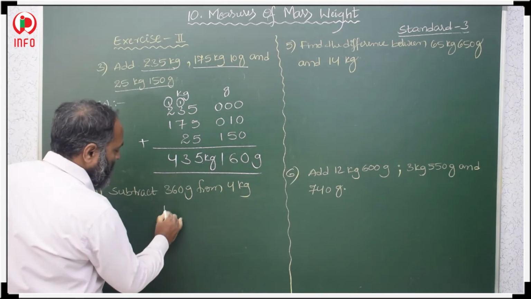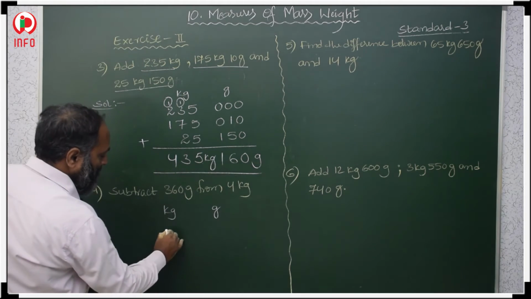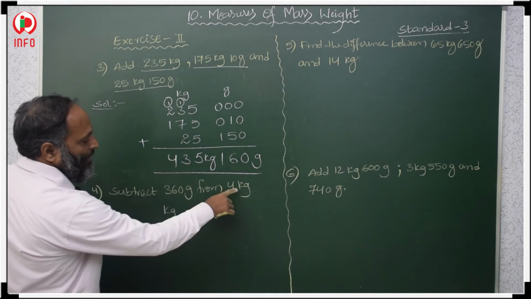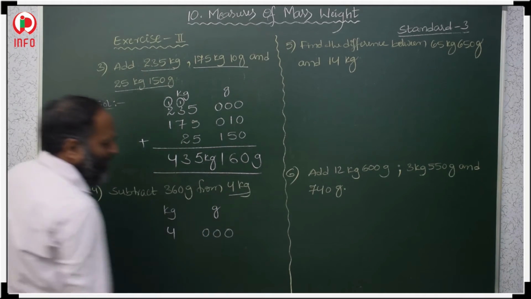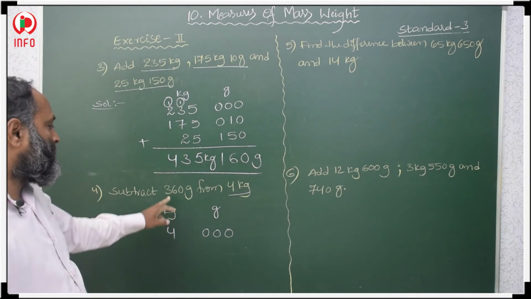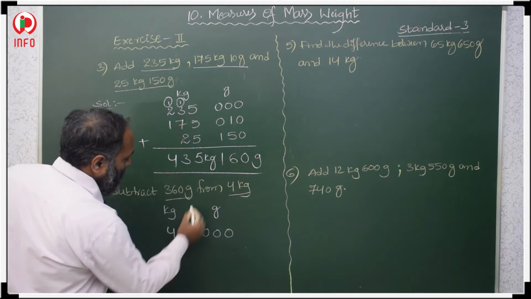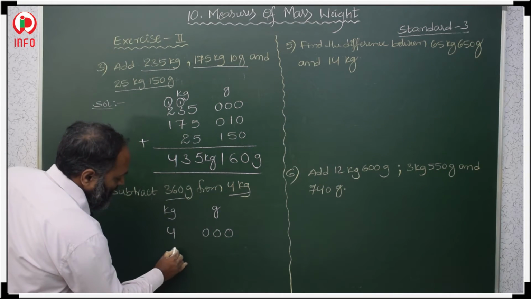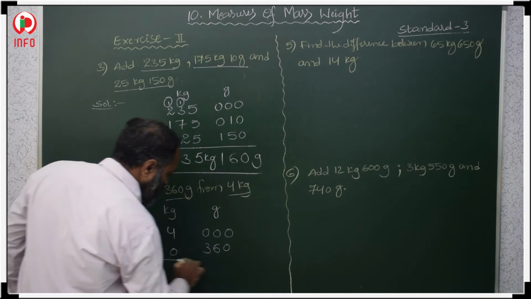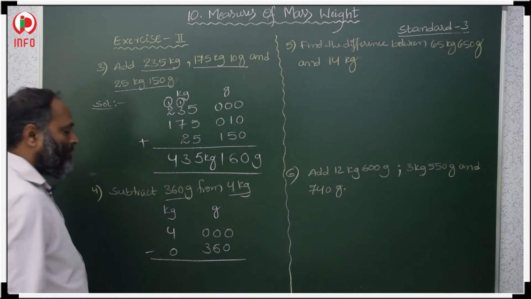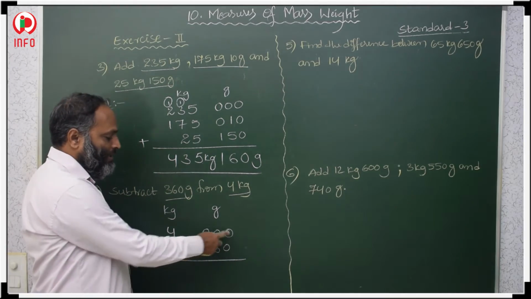Here first kgs, and then grams. 4 kgs, first we have to take 4 in kgs. There is no grams, so 0, 0, 0 grams. From this we have to subtract 360 grams. Here we have only grams, which means there is no kgs. 0 kgs, 360 grams. Now we subtract. Now how to subtract? Here 0, here 0, here 0 is there.